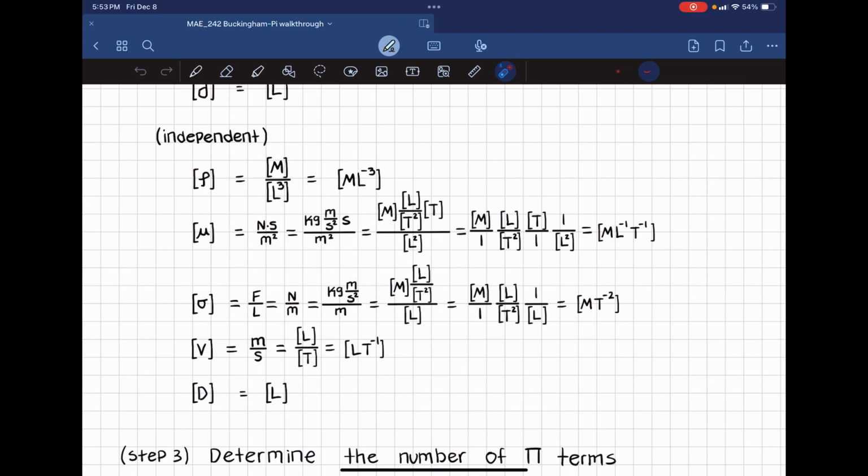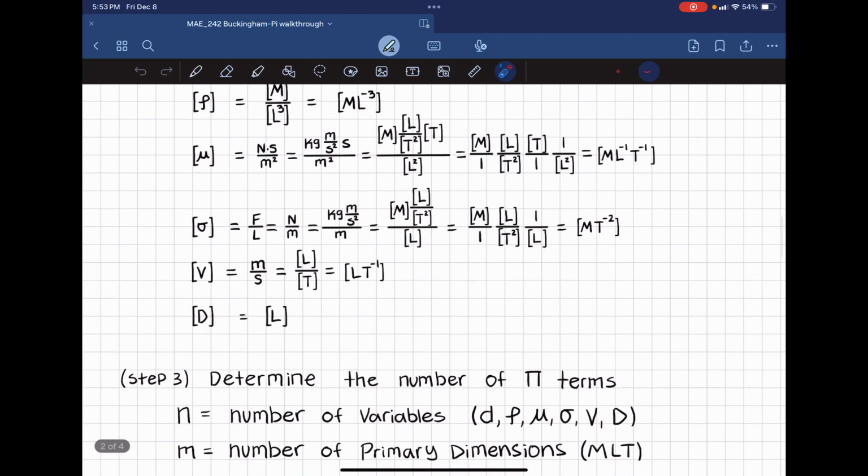So right away, we can see that the L is going to cancel the L squared term, the T is going to cancel one of the T squared terms, and that leaves us with M power 1, L power minus 1, T power minus 1. So that is going to be our dimension of viscosity.